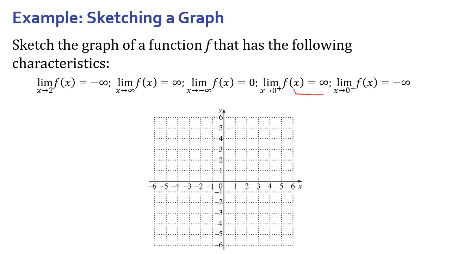So here, these things mean that we're going to have a vertical asymptote at x equals 0. Whenever you have the limit as x approaches a value going to infinity or negative infinity, there's going to be a vertical asymptote there. So let's draw that in. There's my vertical asymptote. Okay, now let's look at some other things. We're also going to have a vertical asymptote, it looks like right here, at x equals 2.